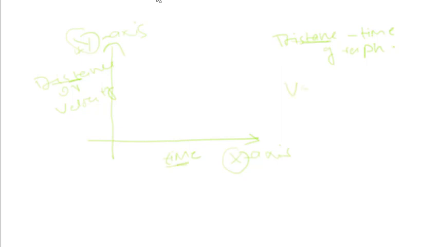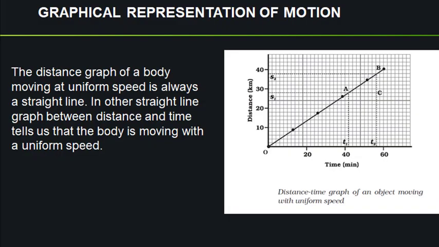Similarly, if you have to draw a velocity-time graph, always use the y-axis for velocity and the x-axis for time. The distance-time graph of a body moving at uniform speed is always a straight line. In other words, a straight line graph between distance and time tells us that the body is moving with uniform speed.